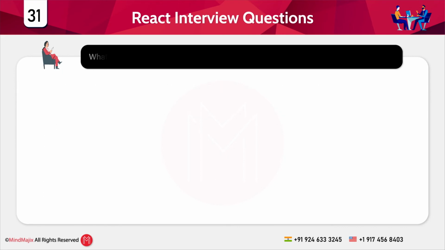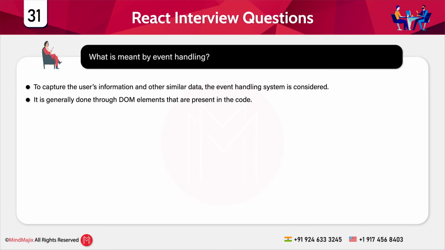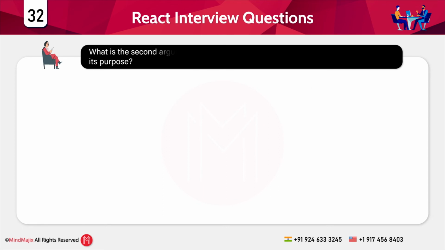The next question is, what is meant by event handling? To capture the user's information and other similar data, the event handling system is considered. The next question is, what is the second argument that can be optionally passed to setState and what is its purpose?